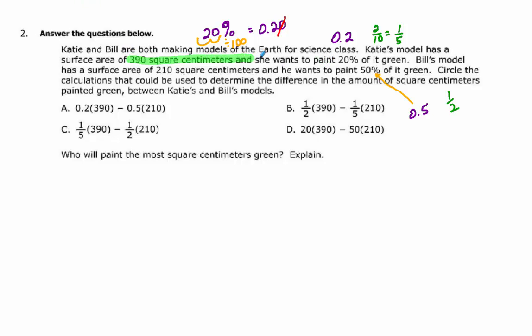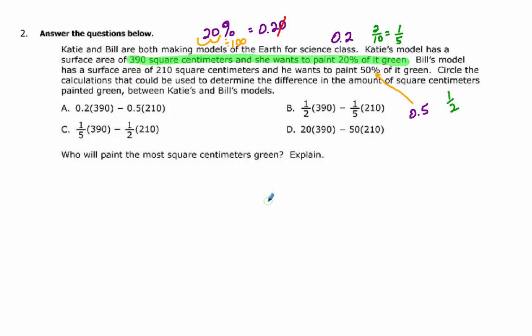So we're matching that. Now you'll notice I didn't even read you the story. I probably should read you the story, but it doesn't matter who the people are, Bill and Kathy. It doesn't matter what they're making. They're making a model for a science class. What matters is that we've got 390 square centimeters, and she wants 20% of it green. Wouldn't matter if she wanted 20% of it blue, or 20% of it pink, or 20% of it chartreuse, which I'm not even sure what that is. It's some kind of a green. It doesn't matter. What matters is you've got 390 square centimeters, and you want to change 20%.